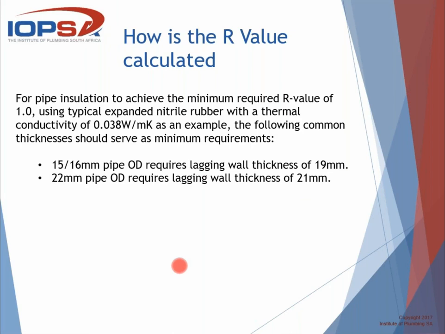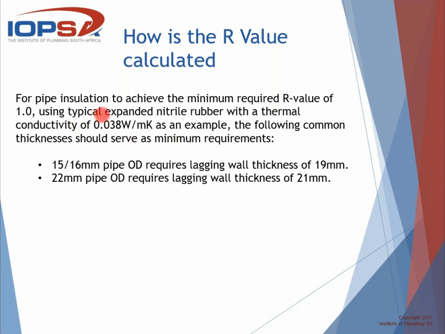So to put it in a nutshell, for pipe insulation to achieve the minimum required R value of 1, and that we all know is the minimum requirement, using typical expanded nitrile rubber, which is those tubes that we're all familiar with, a thermal conductivity of 0.038 watts per meter Kelvin, as an example. By the way, that is the thermal conductivity of expanded nitrile rubber. The following common thicknesses should serve as minimum requirements. For 15 and 16 millimeter pipe OD, lagging of wall thickness 19 millimeters. 22 millimeter pipe OD requires lagging of wall thickness 21 millimeters.